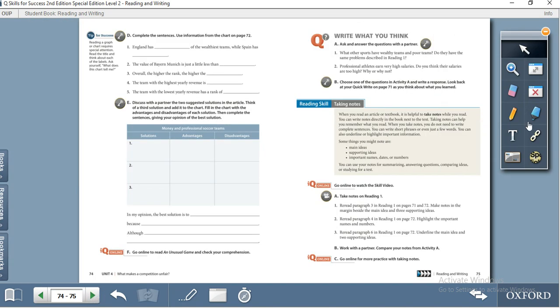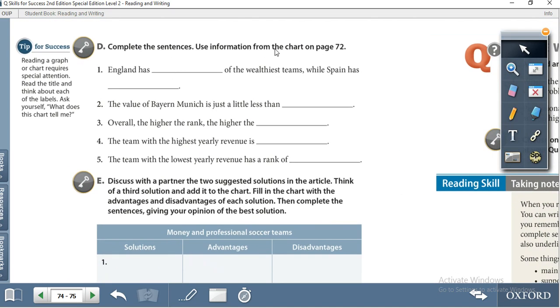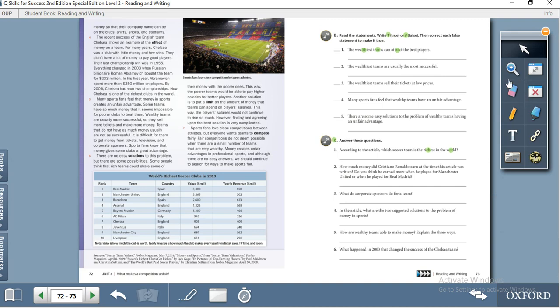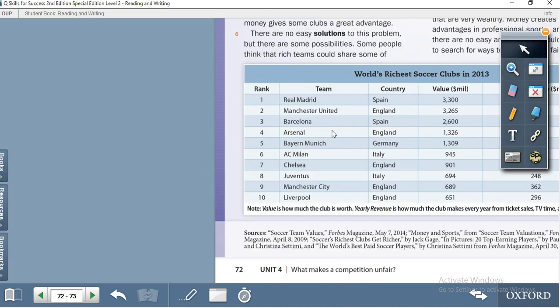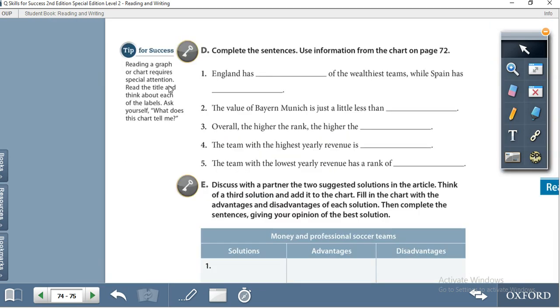Let's move to another exercise. It's activity D. Complete a sentence using information from the chart on page 72. Go back to page 72 and complete this chart. For example, here it is giving rank Real Madrid, country Spain, value in dollars 3,300 million, and yearly revenue 650 million. So you have to go through this chart and complete this exercise D.